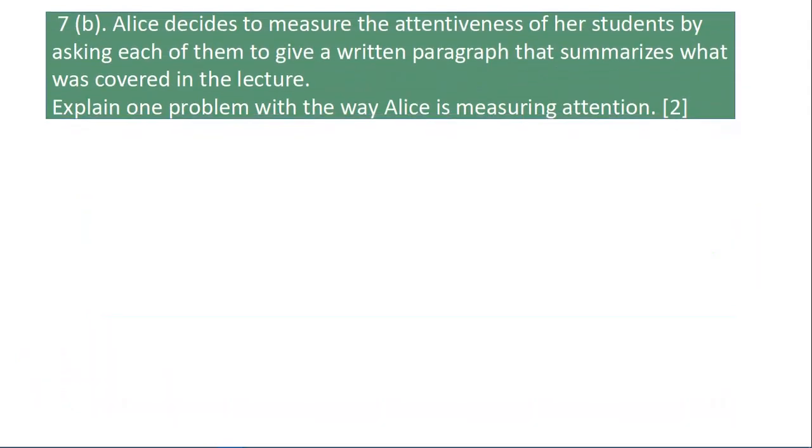Coming to the second part of the question now, which looks into our ability to evaluate a hypothetical study. We are asked to explain one problem here. Not any problem, a problem with the way Alice is measuring attentiveness. That is, we should reflect whether there is any problem with the validity of the measurement method. Let's see a specimen answer accordingly.